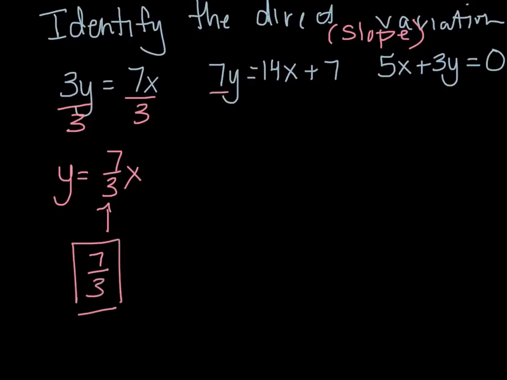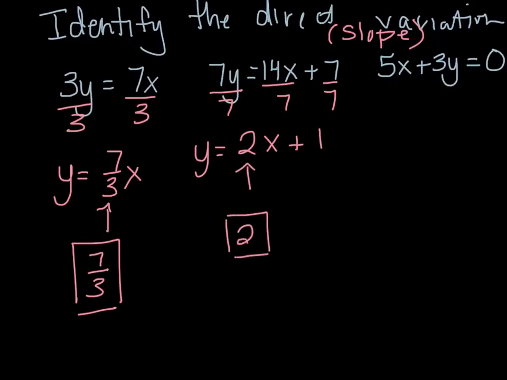The next problem, I'm going to divide everything by 7. So I have y equals 2x plus 1. My slope is 2, which is my direct variation.